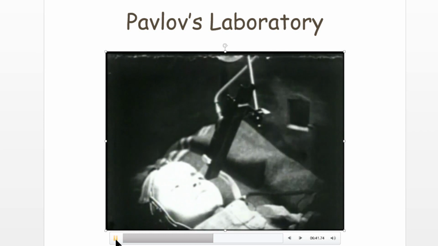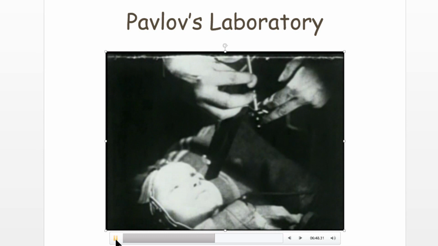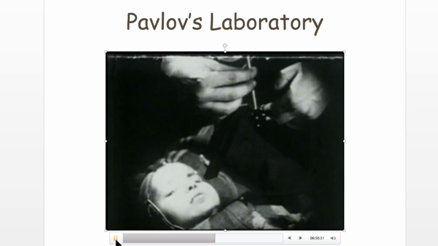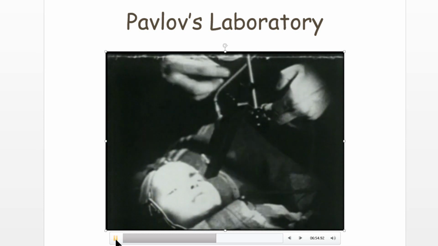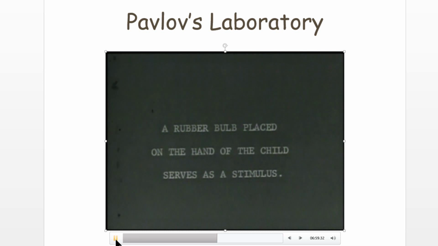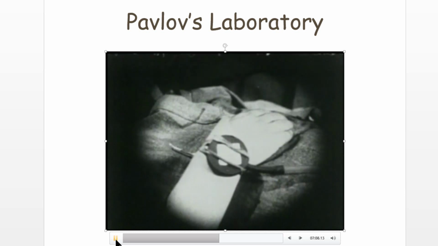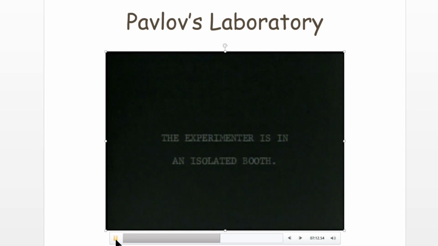And they have these little cookies that they put into the chute, and every time the child's wrist is stimulated by a rubber bulb that you'll see in a moment, a cookie will come out of the chute, and the child will have to open his mouth to catch it so he can eat it. There's the rubber bulb. It's a very simple device.